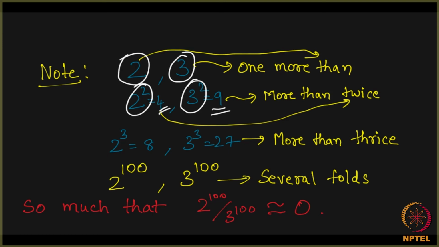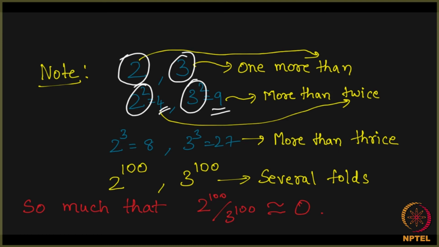2 to the 100 divided by 3 to the 100, as you can see, is (2/3) to the power of 100. 2/3 is a number smaller than 1, and you are raising it to the power 100, which is a very big number. You take a number less than 1 and keep multiplying it by itself, it will quickly go to 0. That's what's happening here.